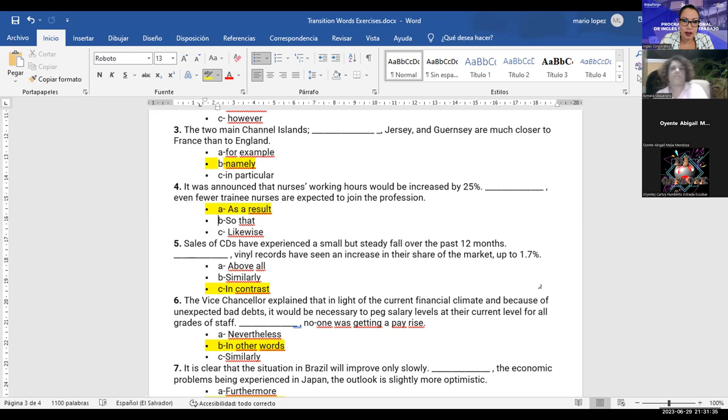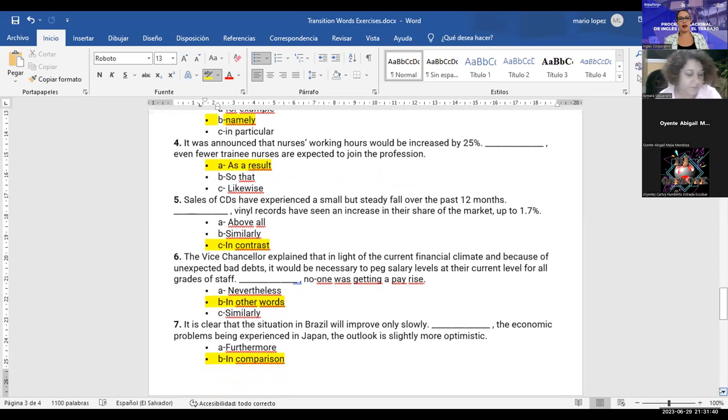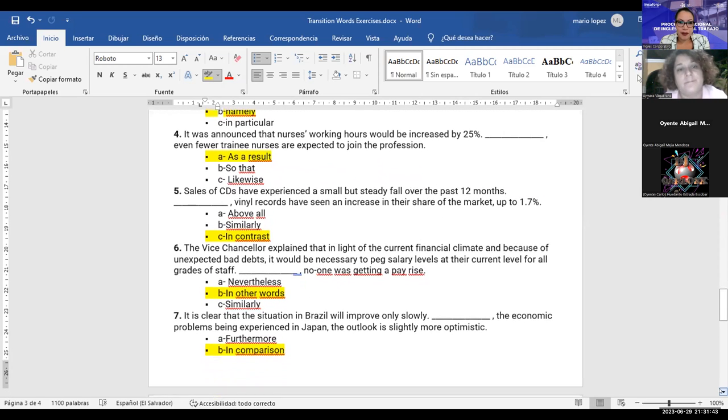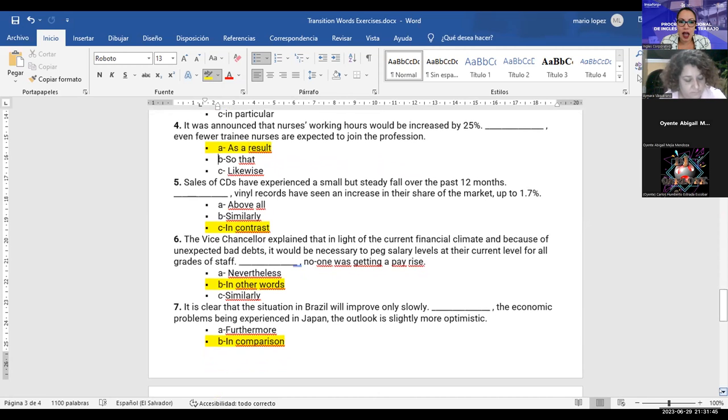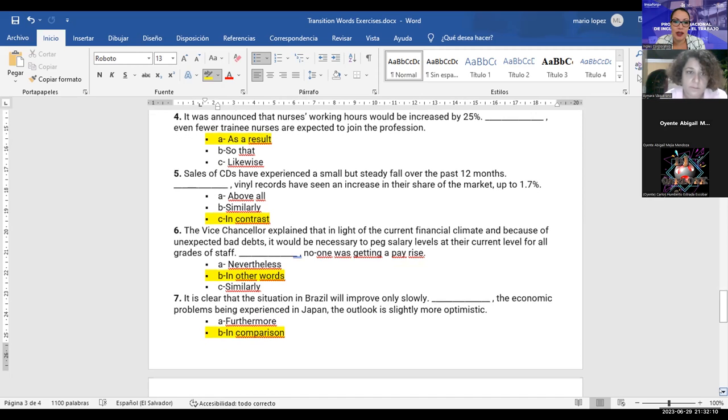Excellent. As a result, it's announced that nurses' working hours will be increased by 25%. Number five: sales of CDs have experienced a small but steady fall over the past 12 months, meaning records have seen an increase in their share of marketing. In contrast. That is correct. In contrast, number five, in contrast.